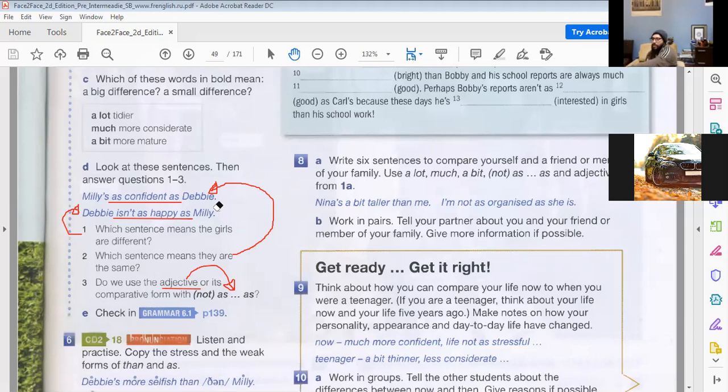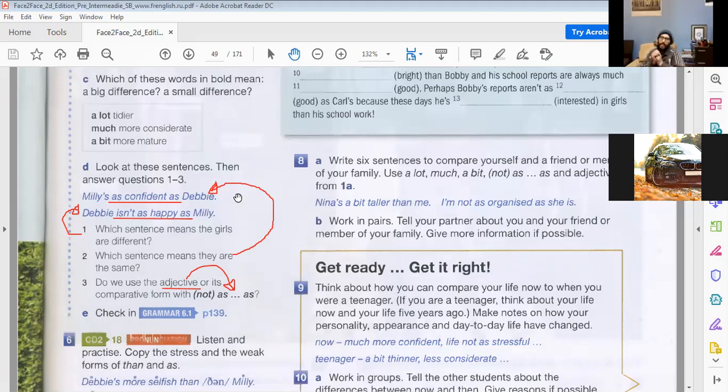Yes, the question is in number one, in the first sentence here, this one. Millie's as confident as Debbie. My question is the confidence for the two sisters, is it the same? Or is Millie more confident? Or is Debbie more confident? Or is it the same? The same. That's it, correct. If you say as, adjective, as, the same. It means it's the same, okay?